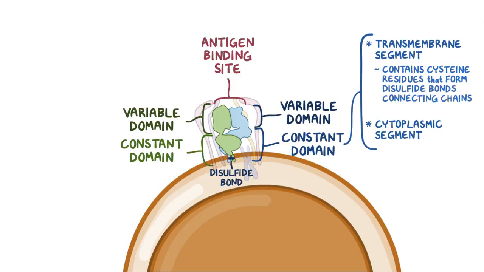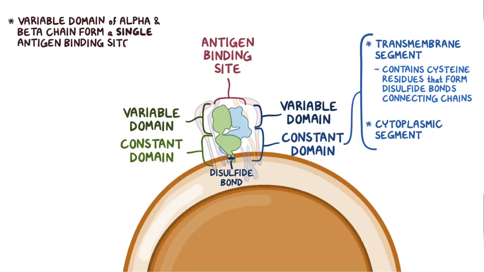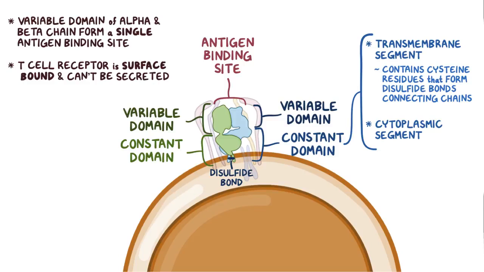And the variable domain of the alpha and beta chain come together to form a single antigen binding site. This is different from the B cell receptor, which has 2 antigen binding sites. Also, unlike the B cell receptor, the T cell receptor is surface bound and cannot be secreted.